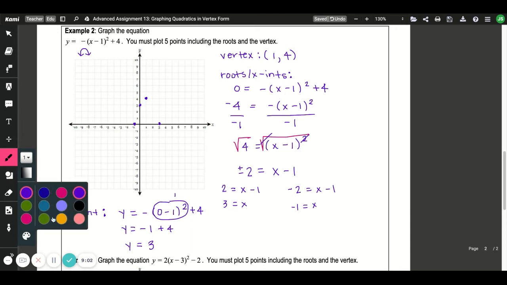Okay. We need a fifth point, right? That's only 4 points. So if we think back to graphing before in standard form, because it's still a parabola, all the same things apply.